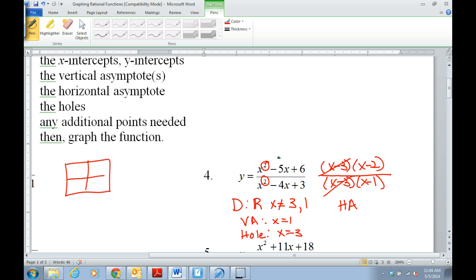Now, our horizontal asymptote in this case, notice that they both have a degree of 2. They're equal. And remember, if the degrees are equal on top and bottom, you take the coefficients in front of those, and that's what your y is going to equal. So what are my coefficients, even though they're not listed there? 1 and 1. So what's 1 divided by 1? 1.